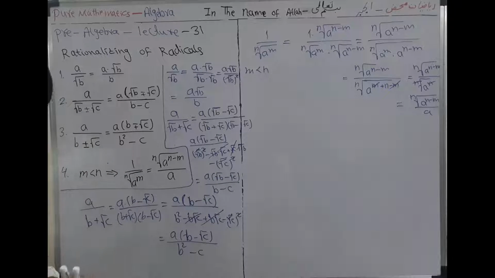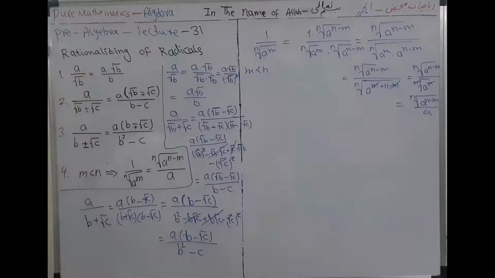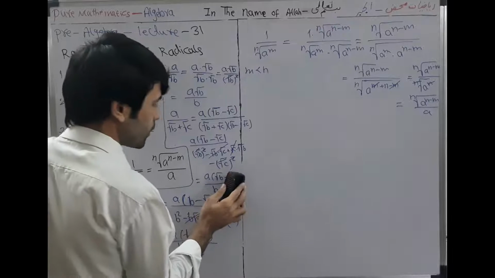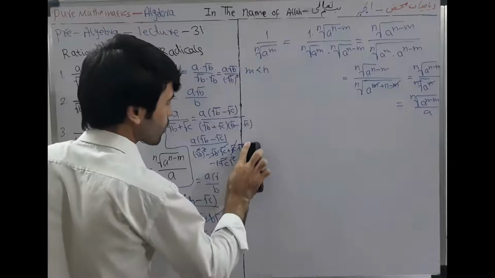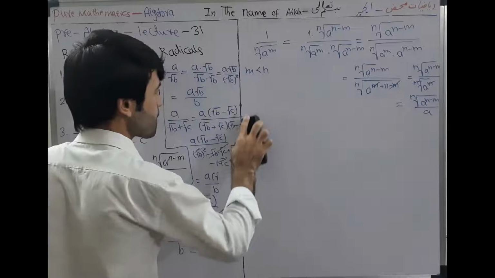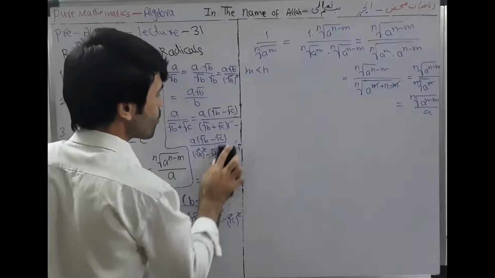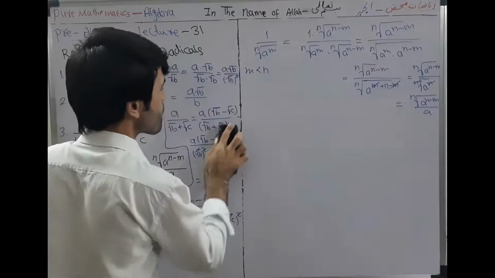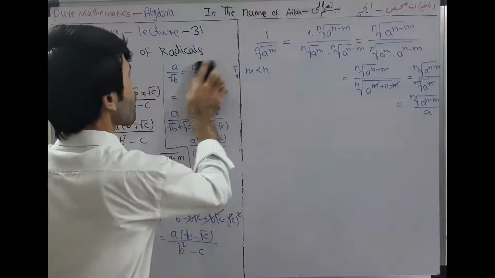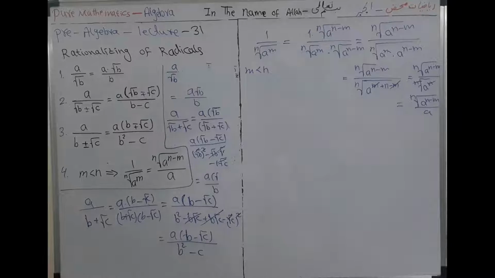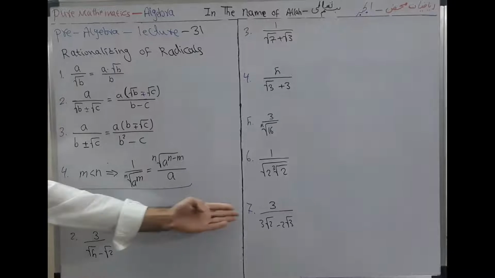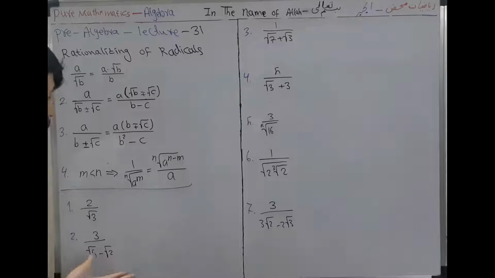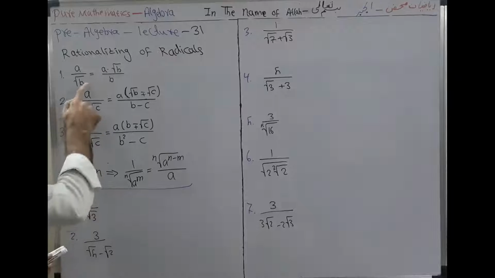Now we want to solve questions from each rule. From each formula we can solve a question. Here are 7 examples. We want to solve these examples according to these rules. The first example matches the first rule.